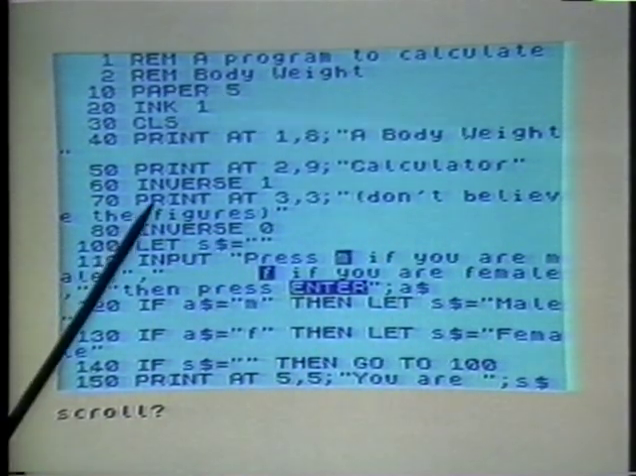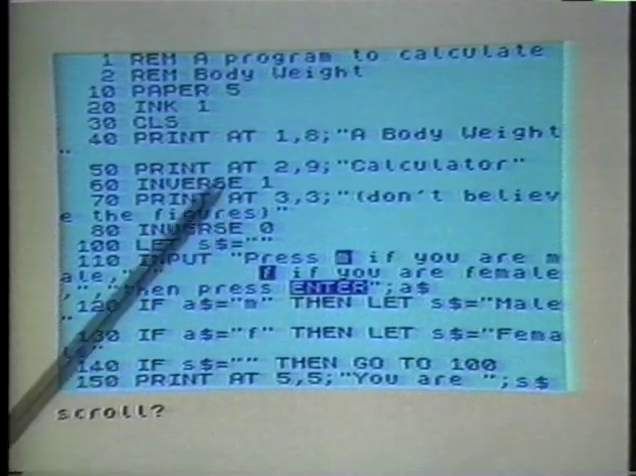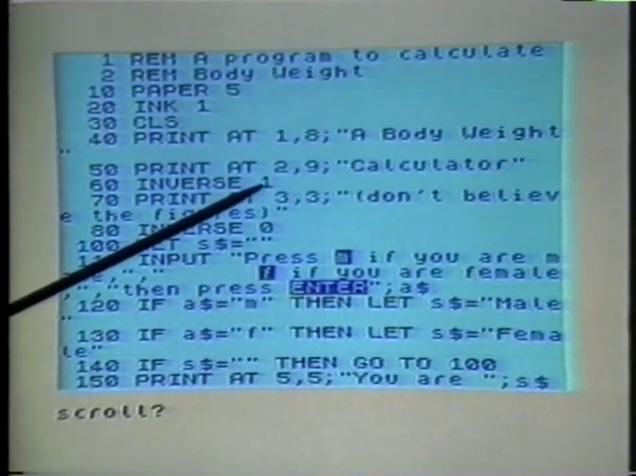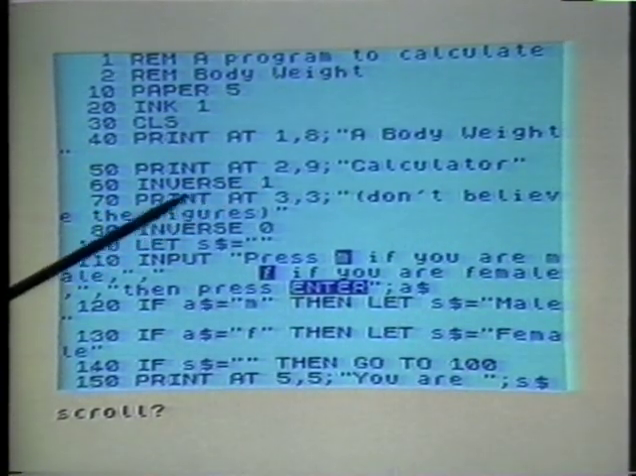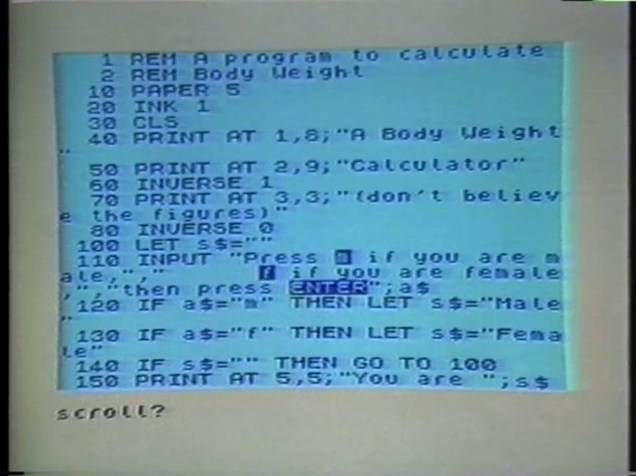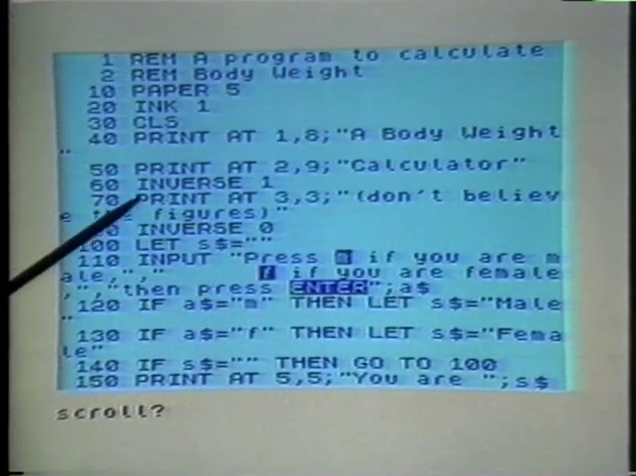Now this print statement printed out don't believe the figures. But they were printed out in reverse printing. Instead of dark blue writing on pale blue paper, it was the other way around. And that's because of this line. Line 60 says inverse 1. Now after I've written that statement, any print statements that occur will be printed in inverse printing. So instead of ink color printed onto paper color, it'll be the other way around. Paper color printed onto ink color. Line 80 changes it back again. So we've only got 1 print statement being used to show us inverse printing.